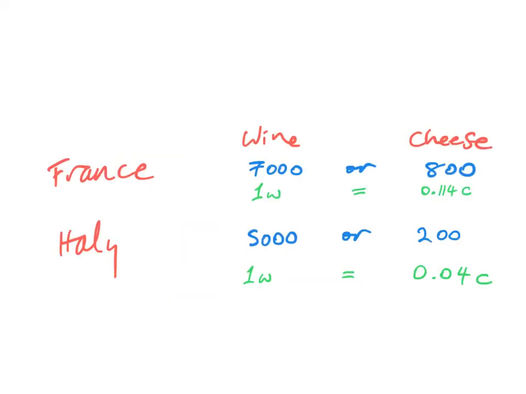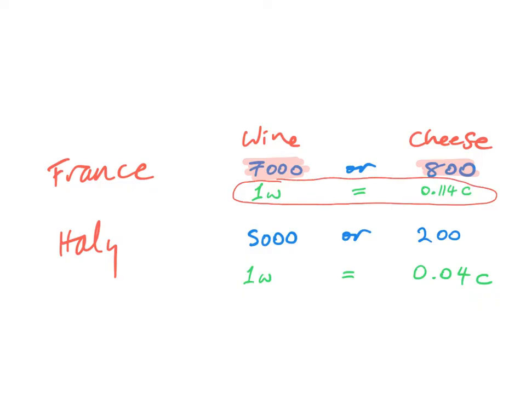So as we've seen earlier, France can produce 7,000 bottles of wine or 800 tons of cheese. So let's see what's the opportunity cost of one bottle of wine for France. Essentially, you would take this number, 7,000, and divide it by 7,000. So one bottle of wine, 1W. Do the same with this 800. So 800 divided by 7,000 gives you 0.114 tons of cheese. So essentially, one bottle of wine requires France to sacrifice 0.114 tons of cheese.